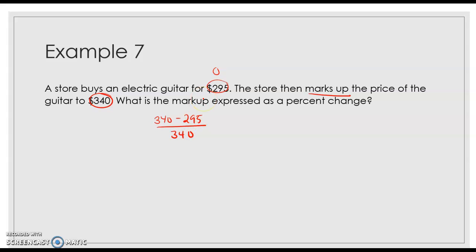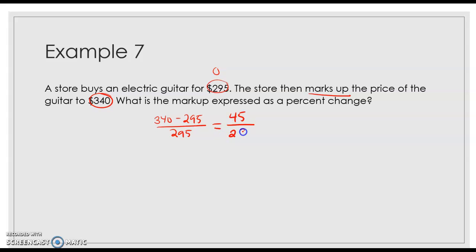Oh, 340 wasn't the original. Silly Miss Cartwright. We got to divide that by the original, not the markup. And so divide by the original, that's 295. From here, 340 minus 295 is going to give us a markup of $45. So they added $45 to the original price of the guitar.